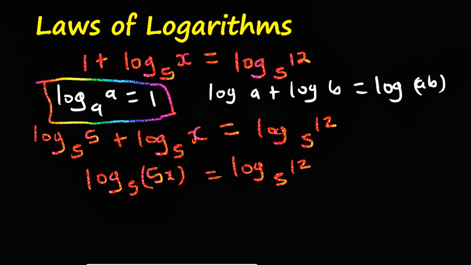So the logs are the same, it means the numbers are also the same. So we have 5x being equal to 12. So if we divide both sides by 5, we're going to get that x is equal to 12 over 5.